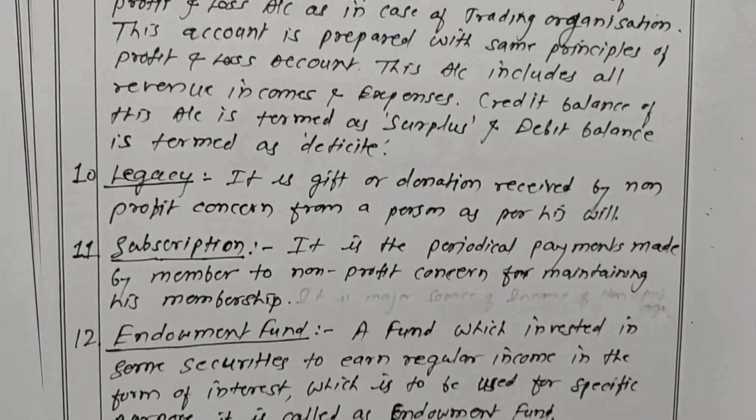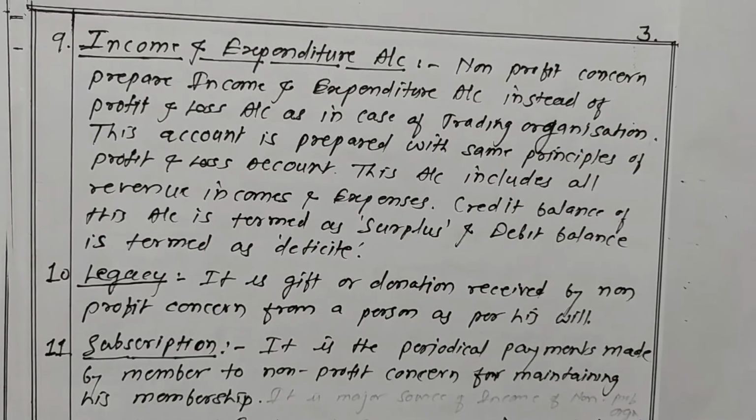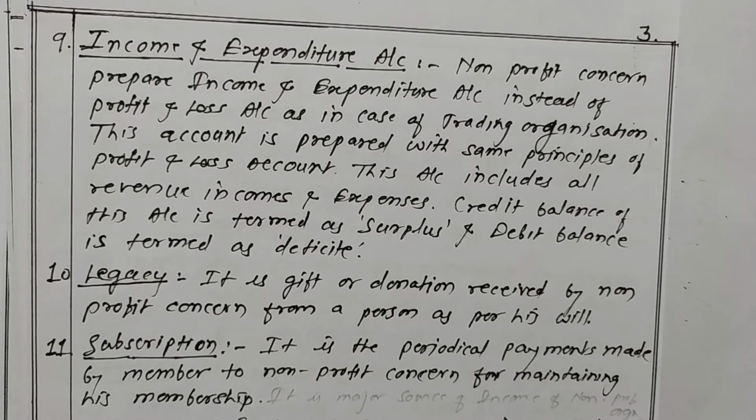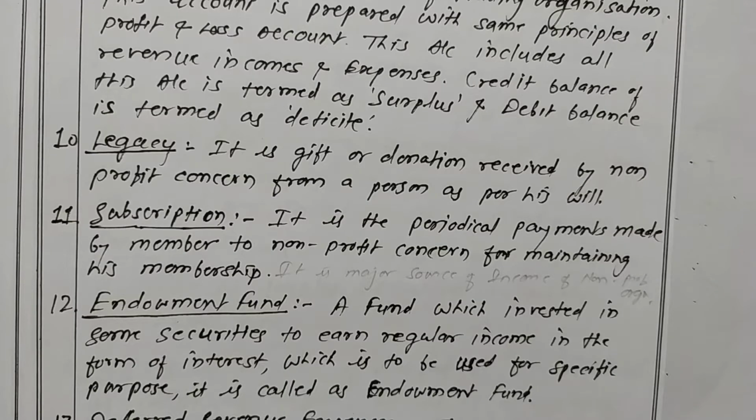Now, what is the income and expenditure account? The non-profit concern prepares an income and expenditure account instead of a profit and loss account, as in the case of a trading concern. This account is prepared with the same principles as the profit and loss account. This account includes all revenue incomes and expenses. The credit balance of this account is termed a surplus and the debit balance is treated as a deficit. Now, what is a legacy? It is the gift or donation received by a non-profit concern from a person as per his will.